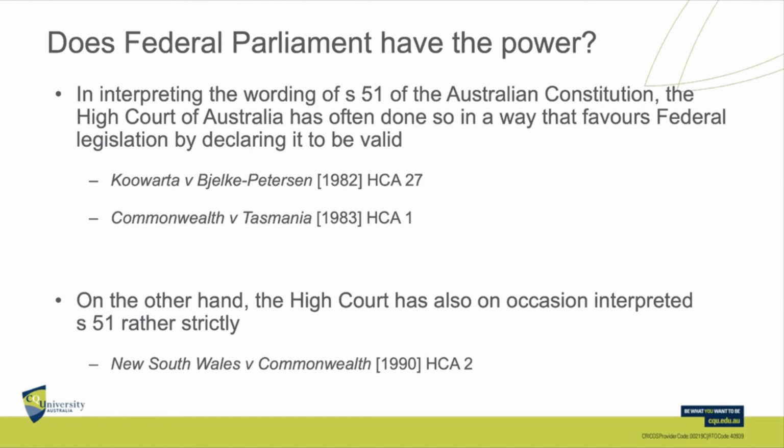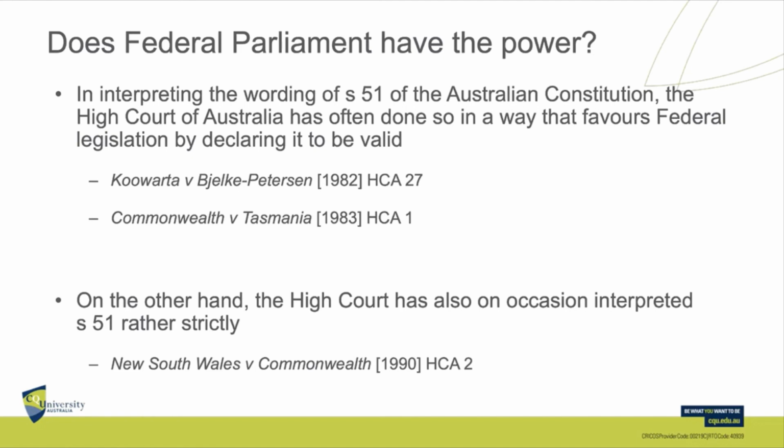Now, the federal parliament doesn't always get its way, and in New South Wales and the Commonwealth, we saw the court interpreting Section 51 strictly, saying that while federal parliament had the power under Section 51 to make law regulating companies that had been formed, that didn't mean they had the power to make law regulating how companies could be formed. So we see the difference between regulating companies that are already formed versus regulating companies that haven't yet come into existence and regulating how they can come into existence.